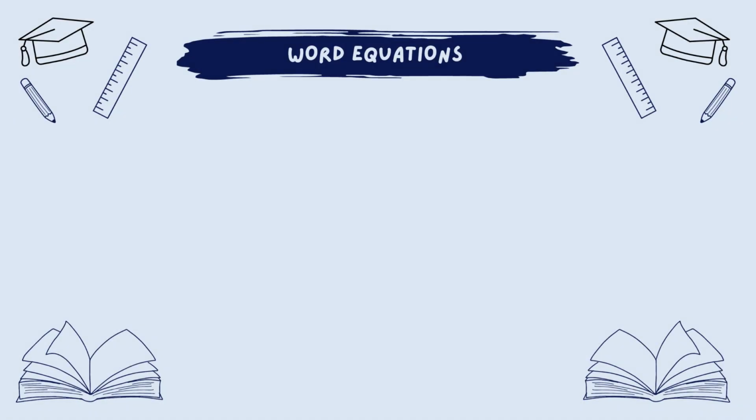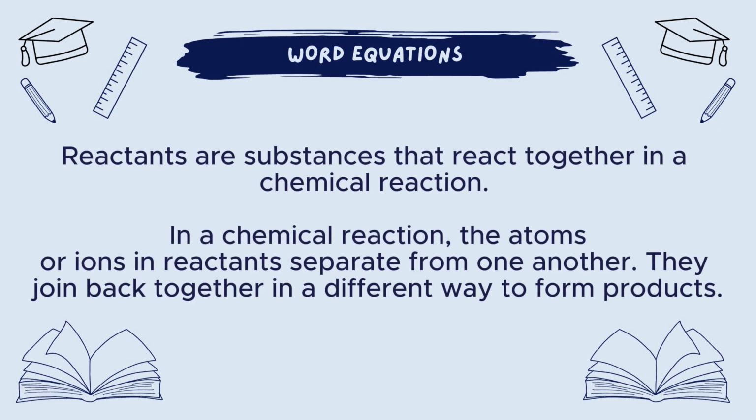Let's look at word equations. Reactants are substances that react together in a chemical reaction. In a chemical reaction, the atoms or ions in reactants separate from one another. They join back together in a different way to form products.